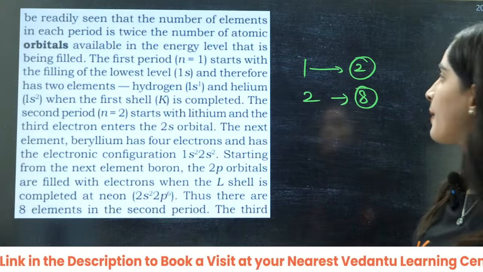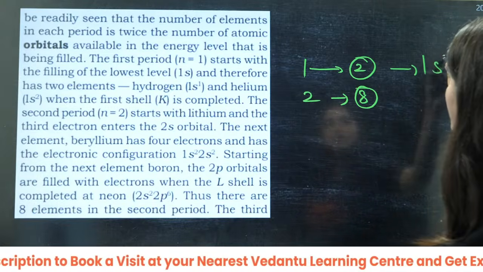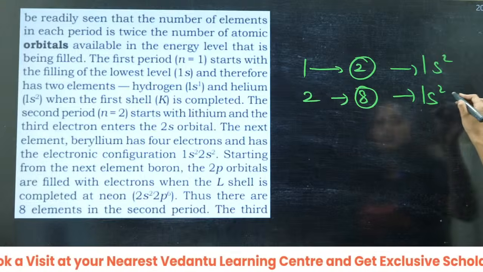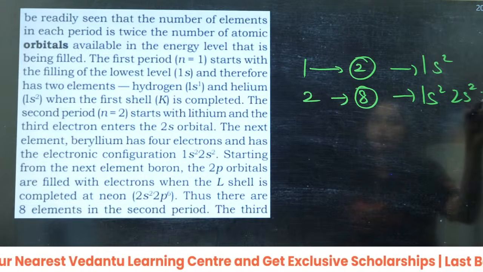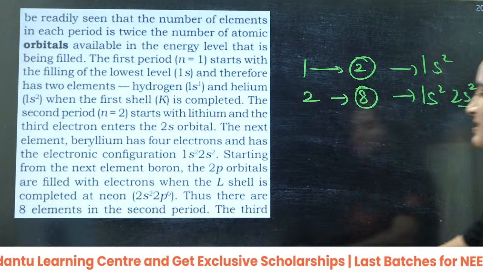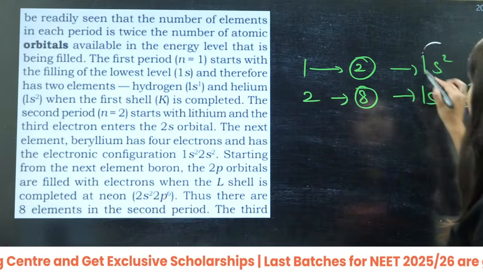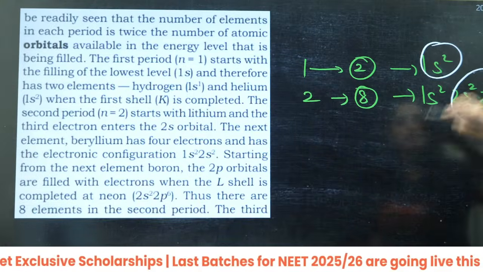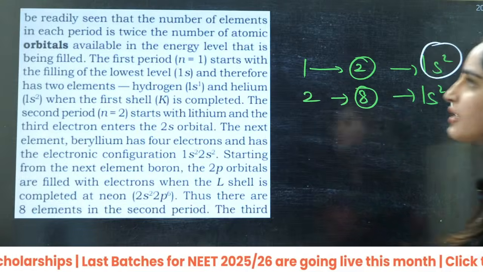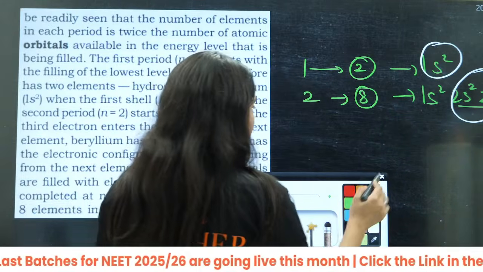Why? Because in the first you have 1s2. In this you have 1s2, 2s2, 2p6. So basically the outermost electrons are 2. The outermost electrons are 8. So this is what they are saying, right? This is what they are saying here.